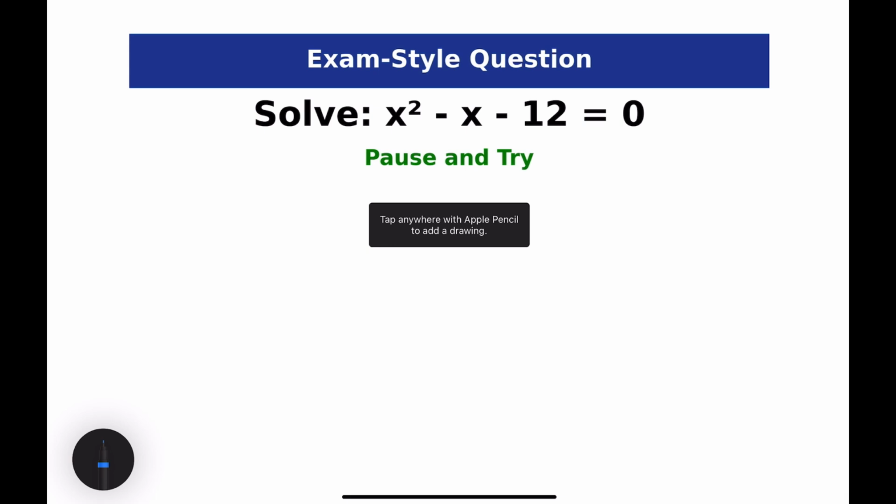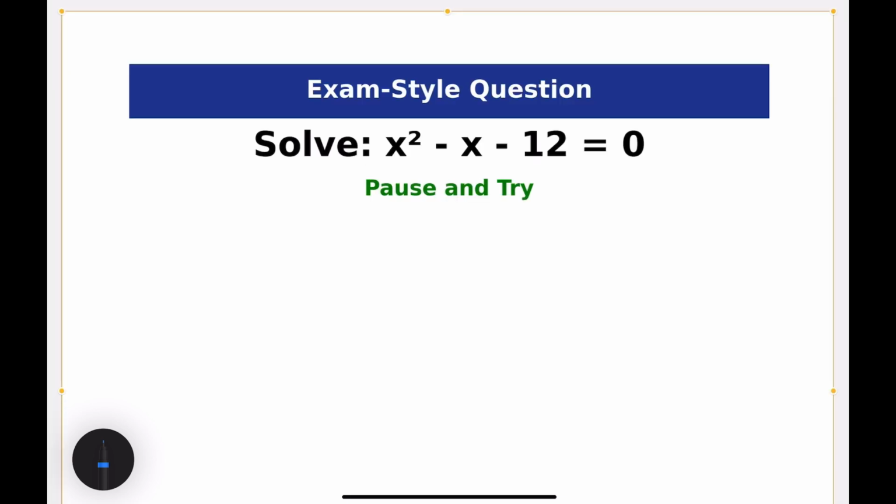Okay, so one more foundation question before I move on to the higher only questions. So pause the video, have a go, come back to watch the solution. Okay, so for this one, we need to think of two factors of negative 12 that add together to make negative 1. Remember, that negative x is the same as negative 1x.